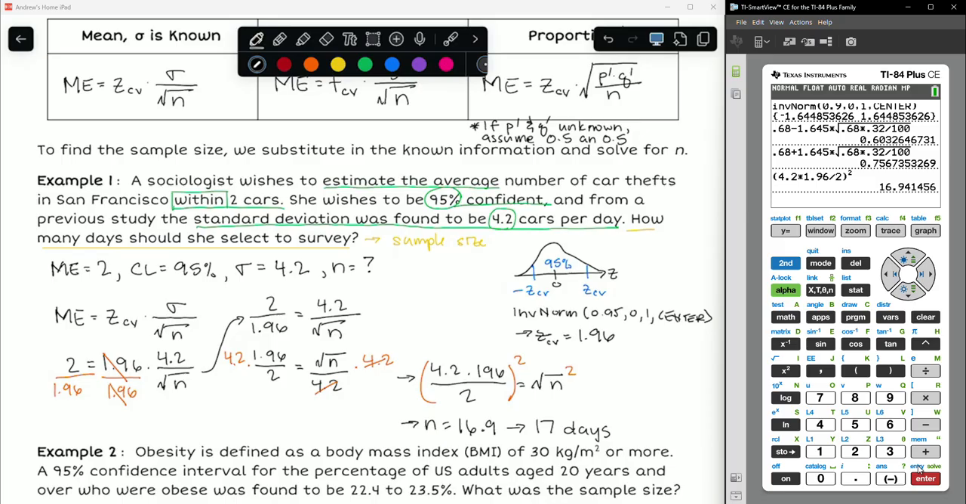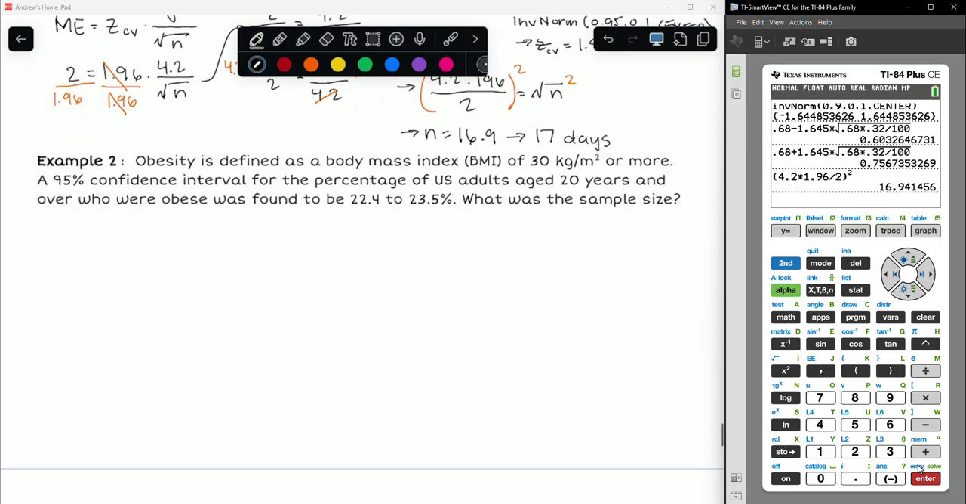All right, let's try another one. Second example says obesity is defined as a body mass index of 30 kilograms per meter squared or more. A 95% confidence interval for the percentage of U.S. adults aged 20 years and over who were obese was found to be 22.4 to 23.5. What was the sample size?